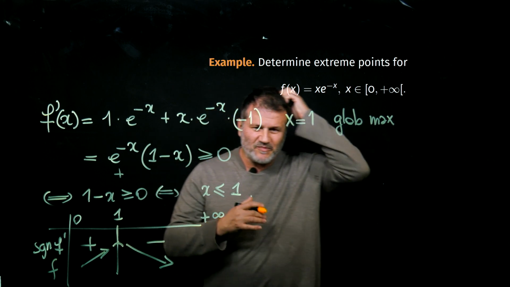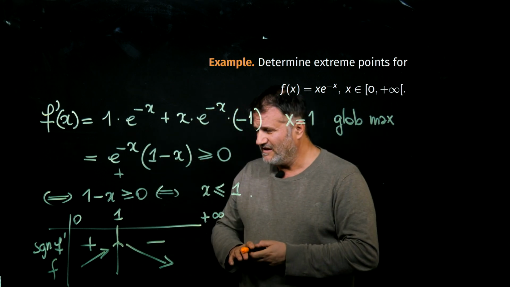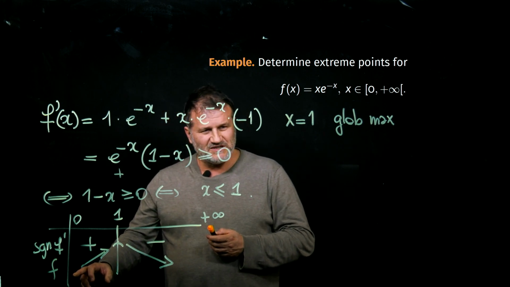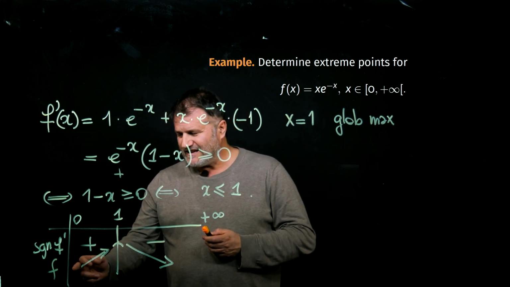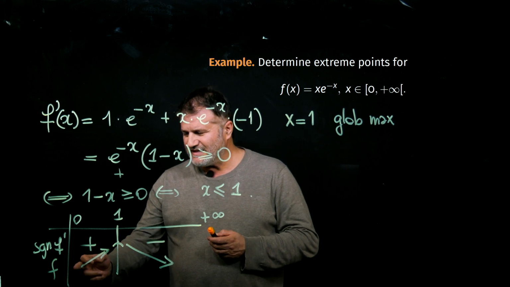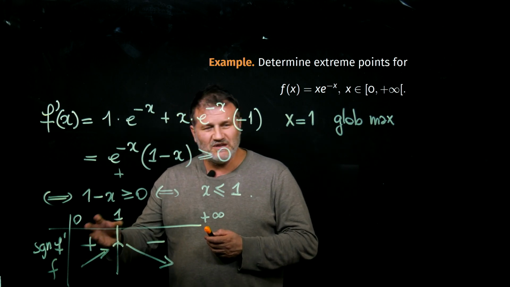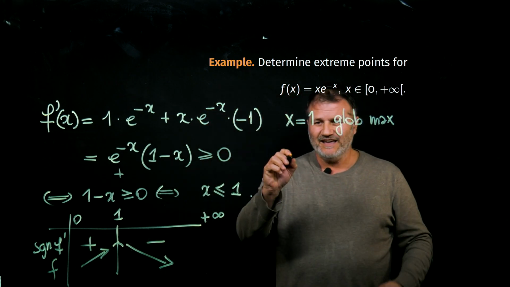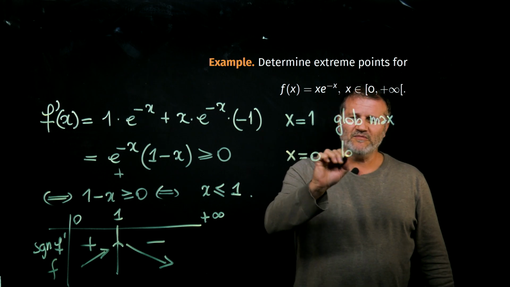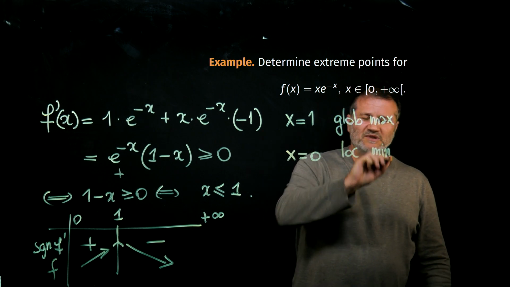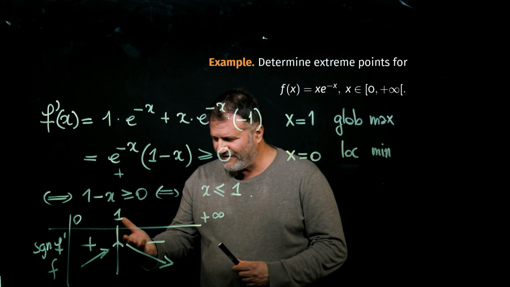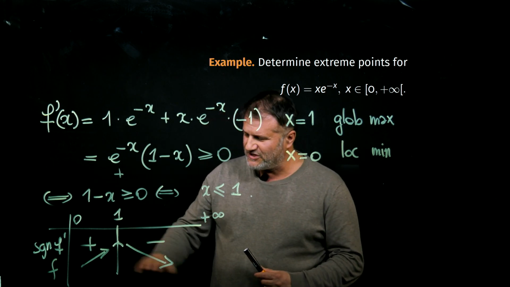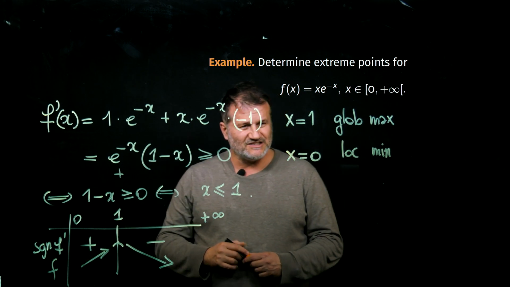Now, what about the problem of determining the minimums? Here we could say that a unique candidate could be this point, 0. And in fact, the function is increasing from 0 to 1, so definitely 0 is a minimum point for the function on the subinterval 0, 1. So we could say it is a local minimum for the moment. We cannot be sure that it is a global minimum because the function starts decreasing after 1, so we don't know if it falls below the value that it takes at 0.